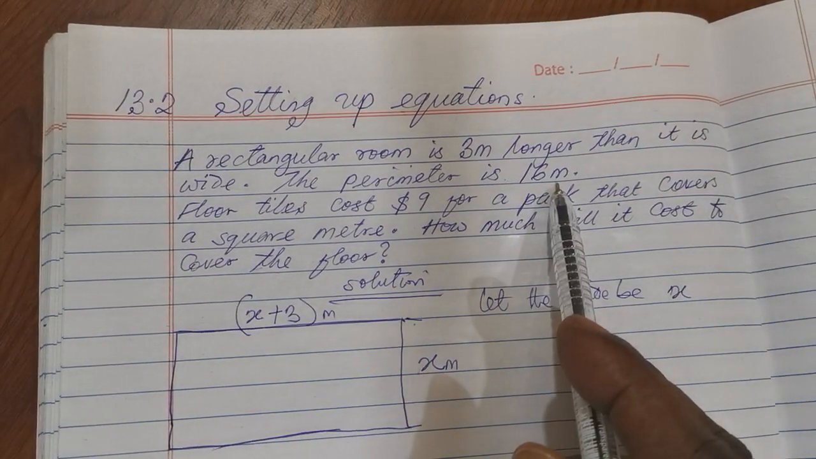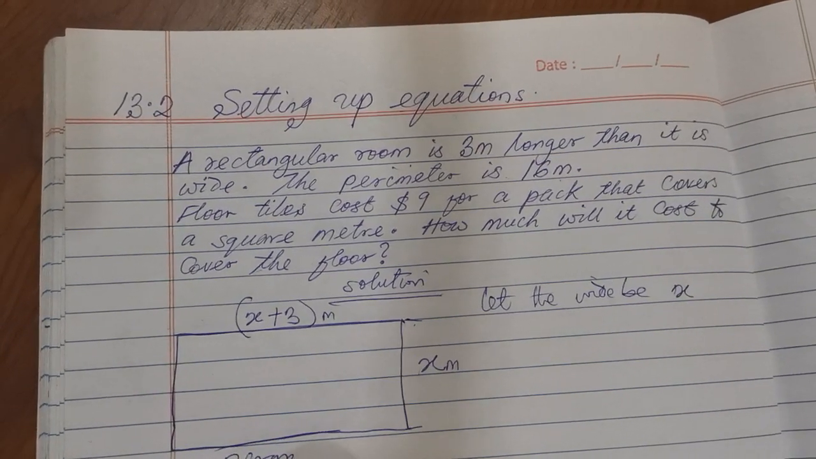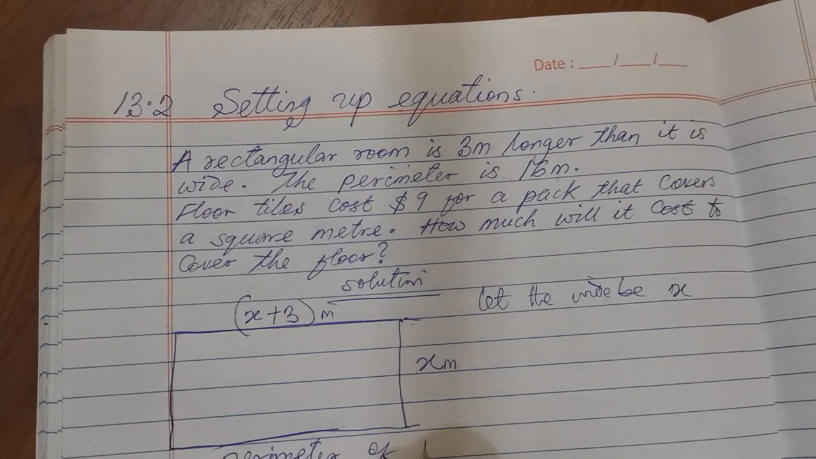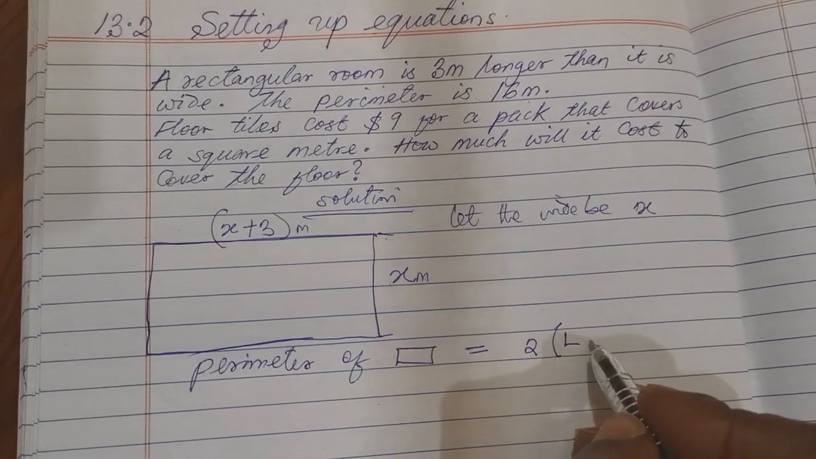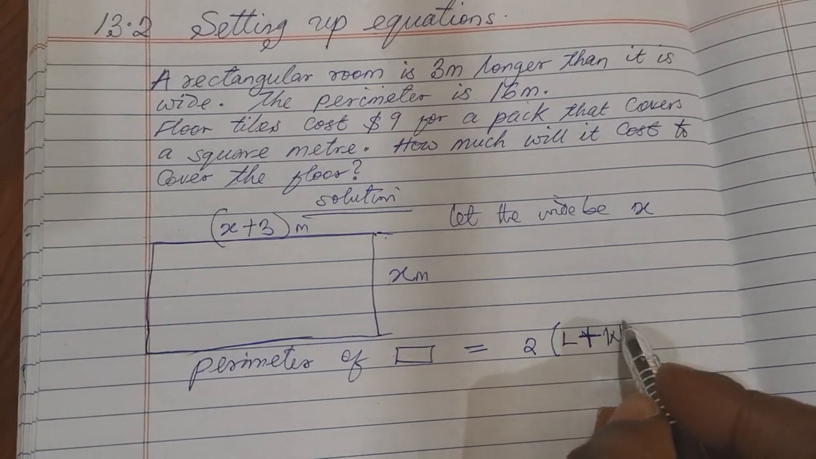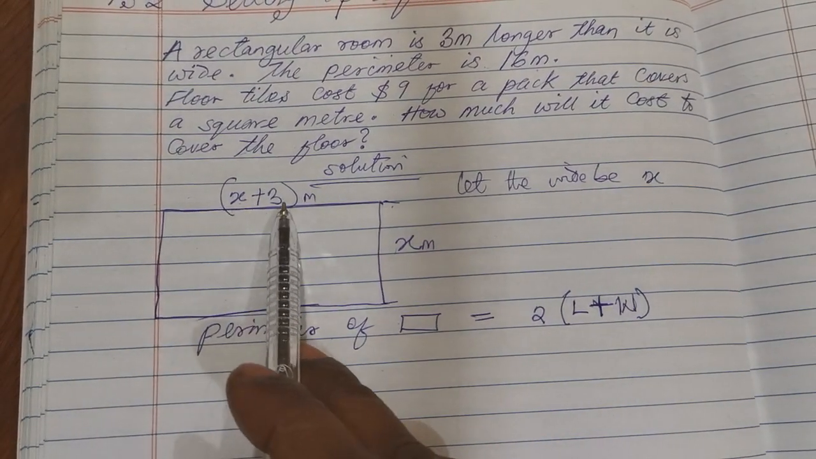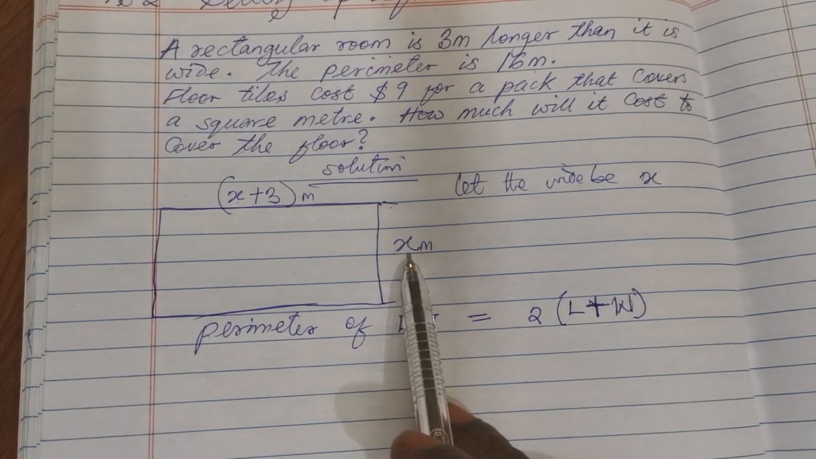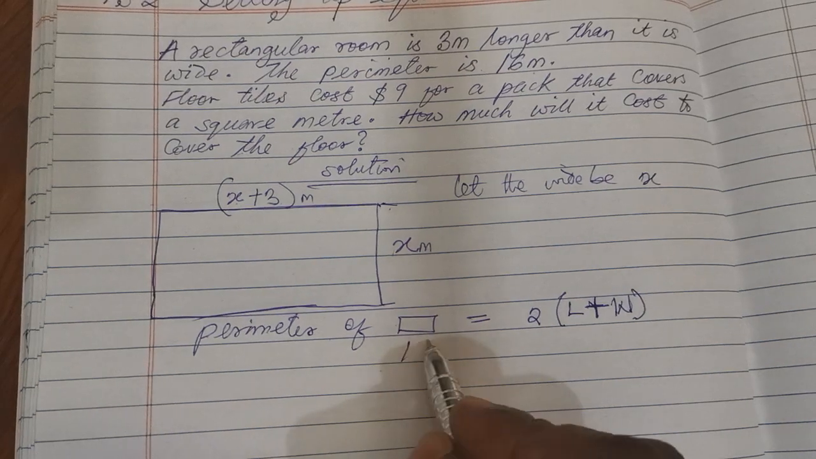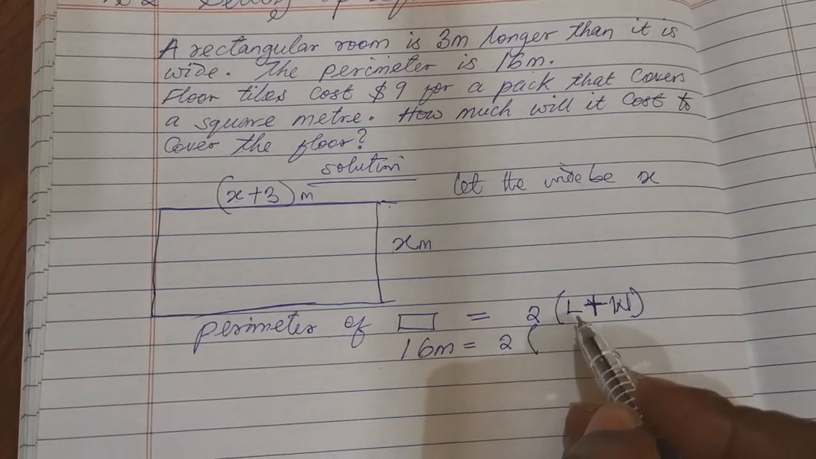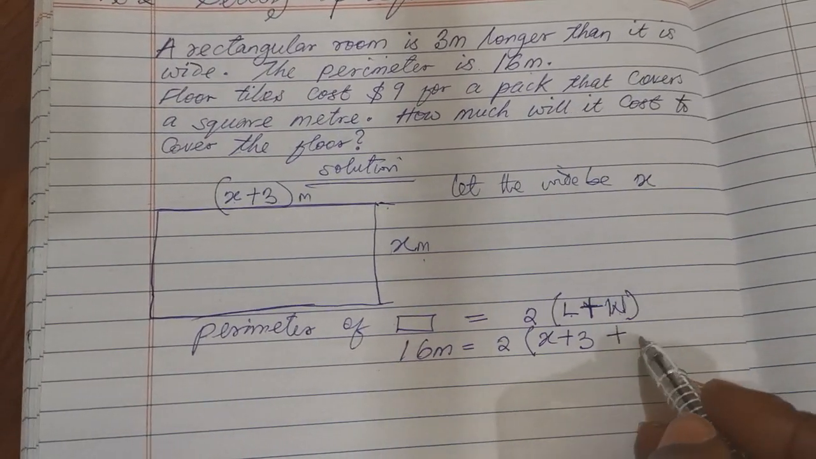And we are told that the perimeter is 16 meters. So we know that the perimeter of a rectangle simply gives us 2 times length plus width, and we are given that the perimeter here is 16. Now the width is x, and the length is x plus 3. So from here, the perimeter is 16 meters, which gives us 2 into the length, x plus 3, and the width is x.